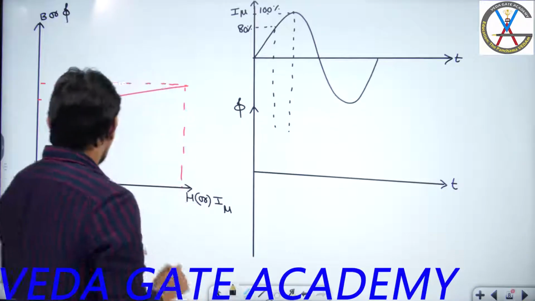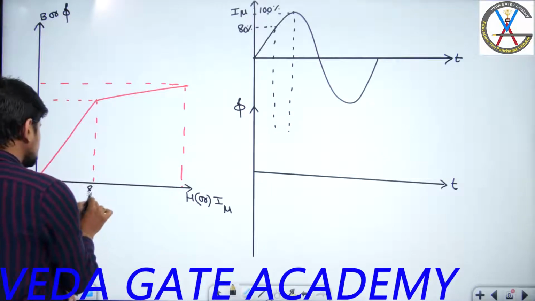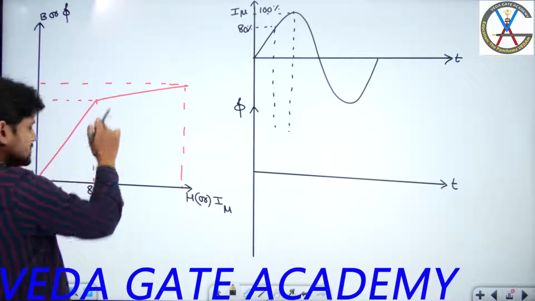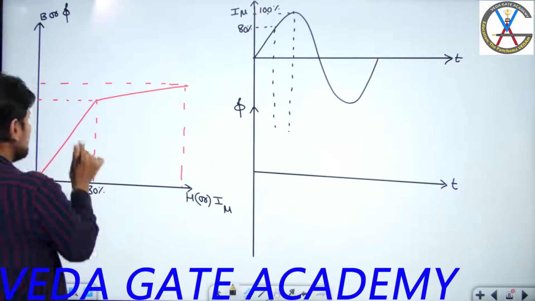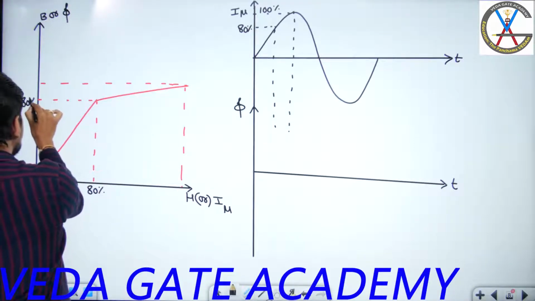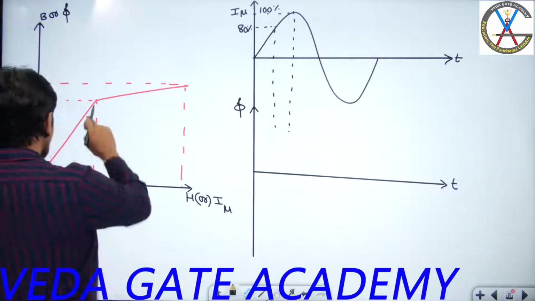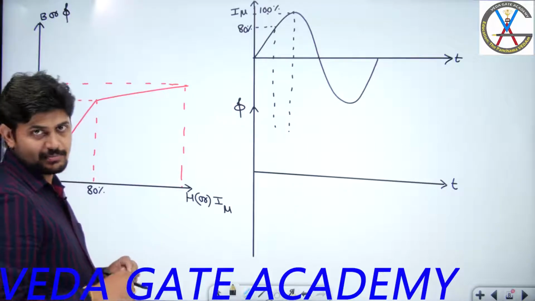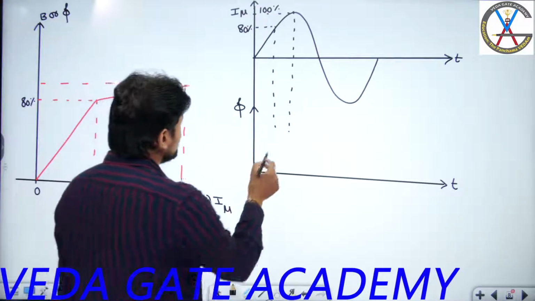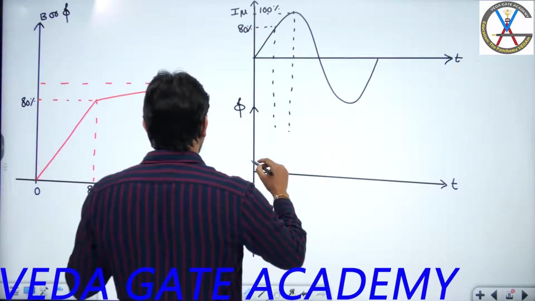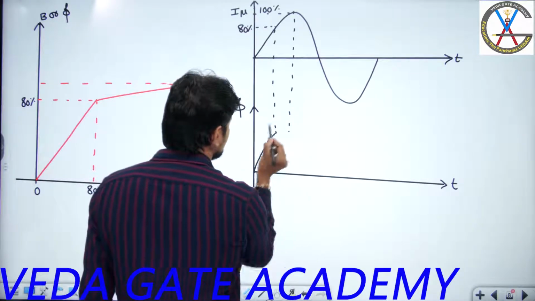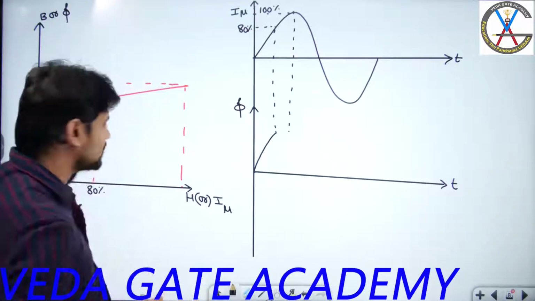See here, let us assume this is 0% and this is 80% of the current. This is the linear region. If I increase the current by 80%, the flux also reaches 80%. So for this 80%, the flux is also increased by 80% in a sinusoidal fashion, because it is a linear graph.